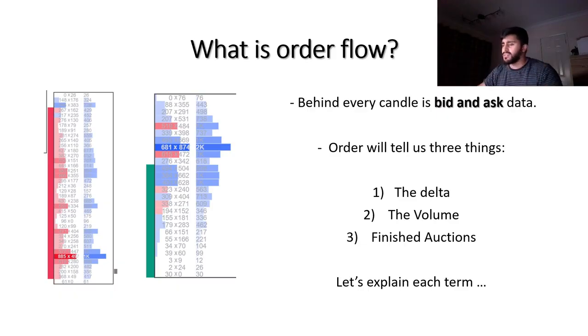So remember, the market is simply an auction between buyers and sellers. It is an auction, and auctions will only have buyers and sellers in the market. Our job is to read the auction and understand the auction in terms of the delta, the volume, and finished auctions, which is what we're going to get into now. But for basic knowledge, I want every trader to take away from this slide the fact that the bid and the ask is the only thing you need to be profitable as a trader.